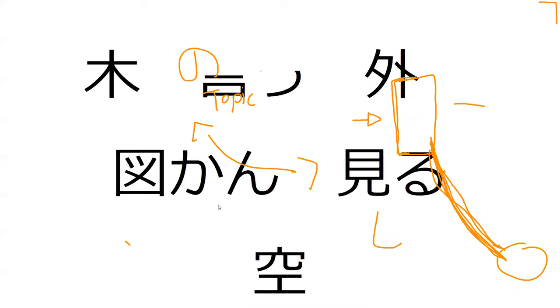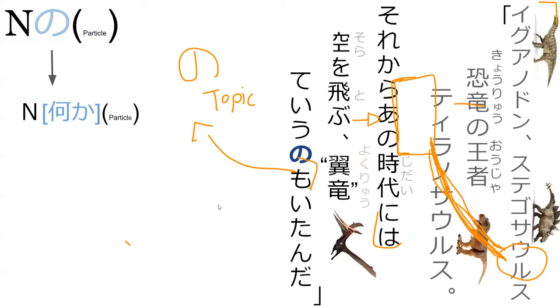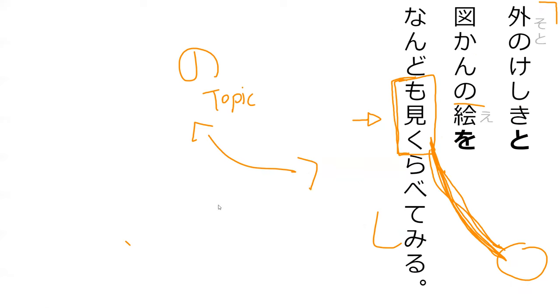How would you know unless the context has been given? It's context based, because of the whole topic of the paragraph, basically. So no basically can replace the topic of a paragraph. So theoretically, this could also be the previous sentence, because the last sentence was also talking about the keshiki, which was soto no keshiki to zukan no e o nando mo.